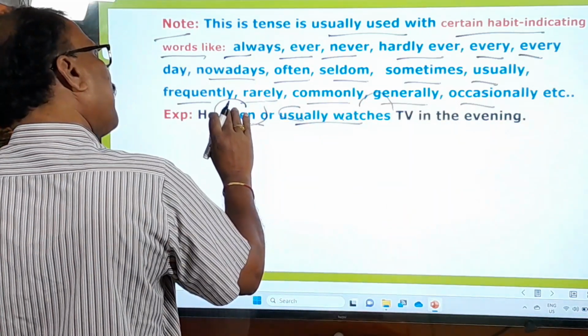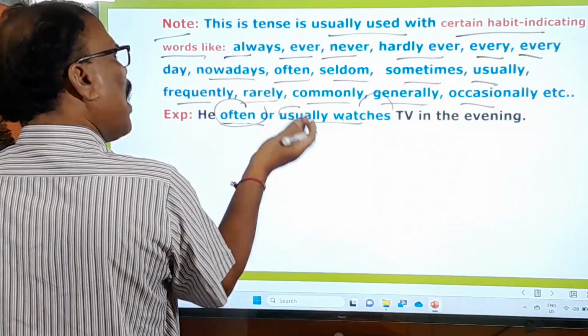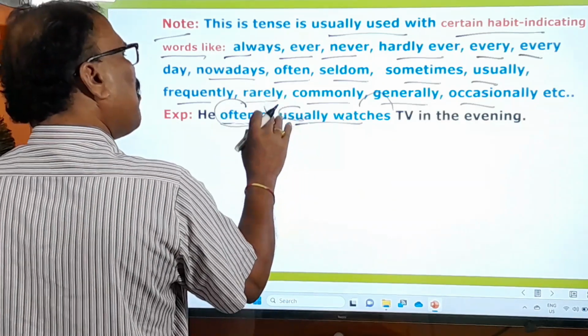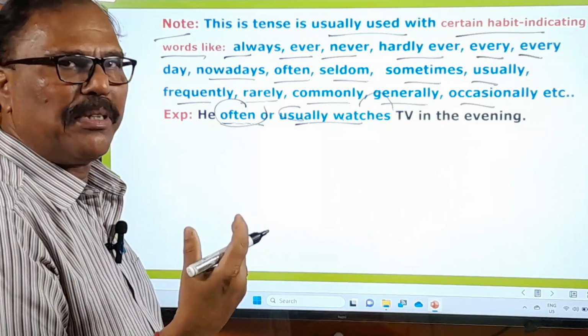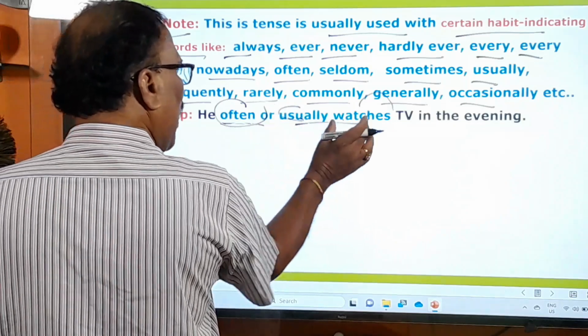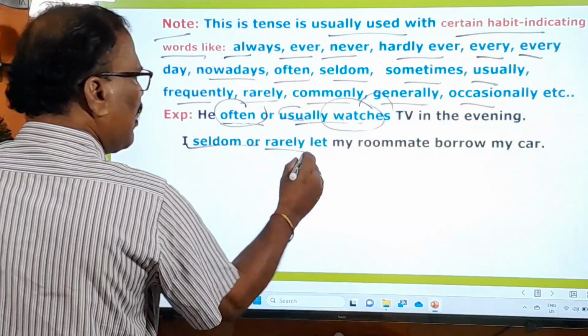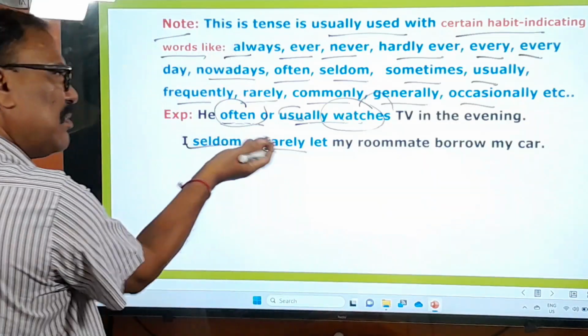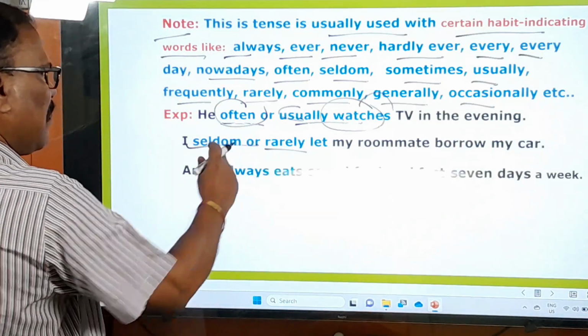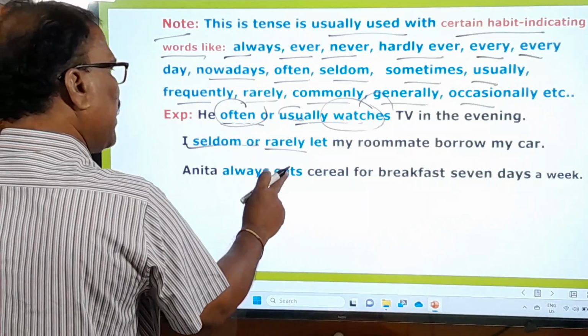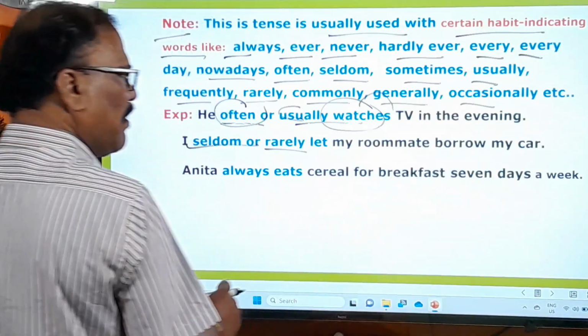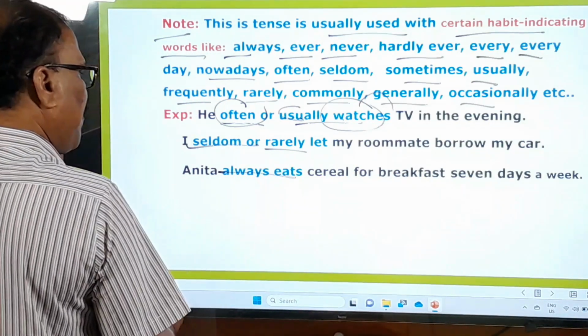Often అంటే తరచుగా, యూజువల్ అంటే మామూలుగా. తరచుగా, మామూలుగా అనే మాటలు ఏం చెప్తున్నాయి? దే ఇండికేట్ సమ్ హ్యాబిట్. And that's why with these words we have to use only the simple present. That's all. With all these examples, I seldom or rarely let my roommate borrow my car. It's a habit. Okay, and that's why simple present. Anita always eats cereal for breakfast 7 days a week. Okay, it's a habit. Okay, always.